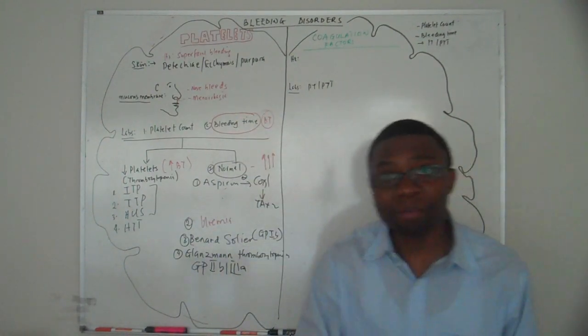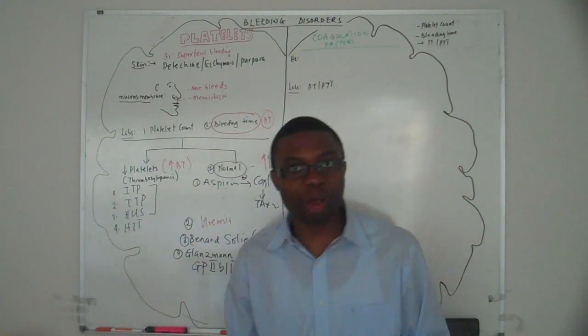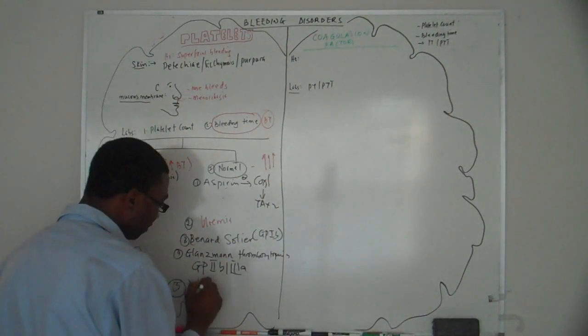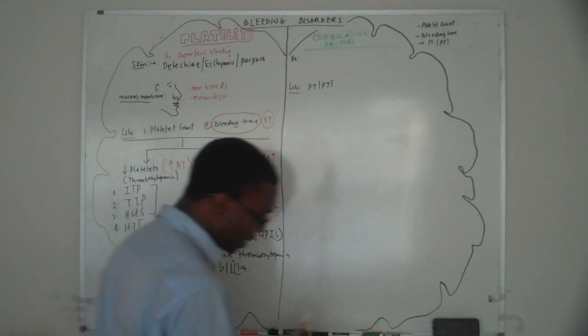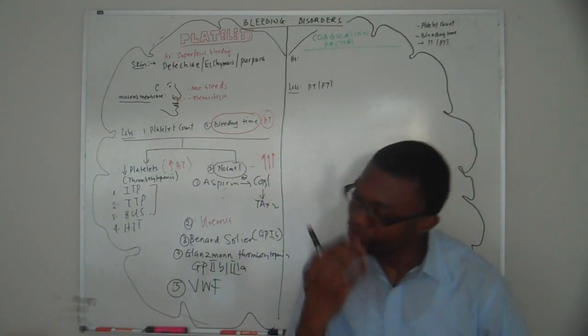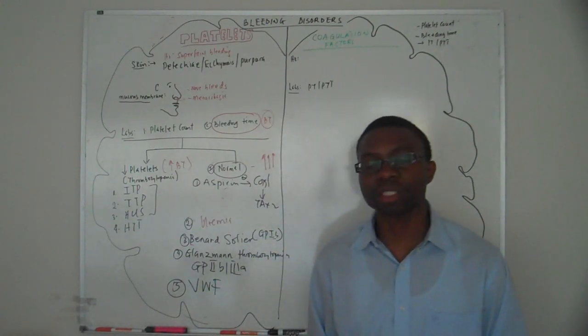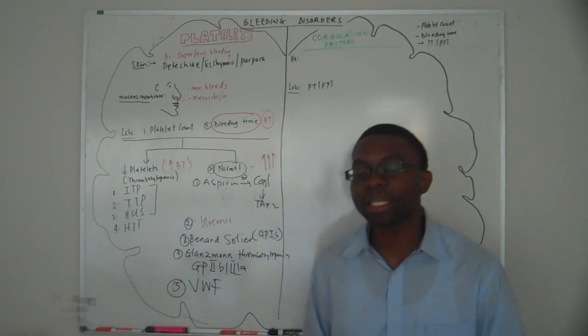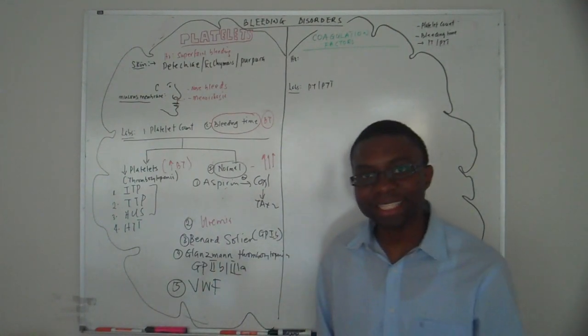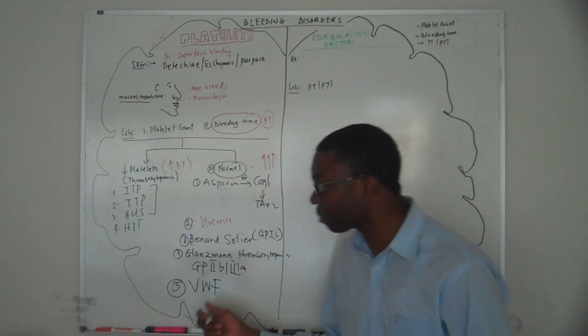Another problem could be what? I can have normal platelets, but how about this? Von Willebrand factor is on vacation. This patient is going to come in with mucous membrane bleeding. It's a classic board question. They're going to tell you it's nosebleeds. They have petechiae. They have menorrhagia. Right? A 19 or 15-year-old girl is having these problems.